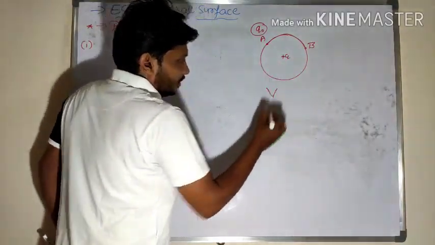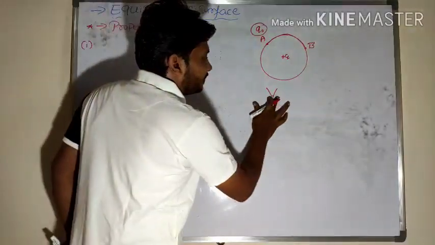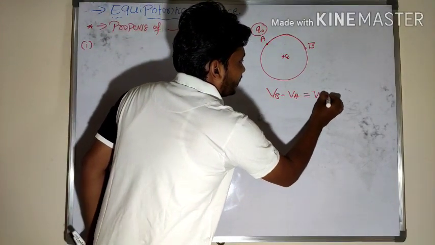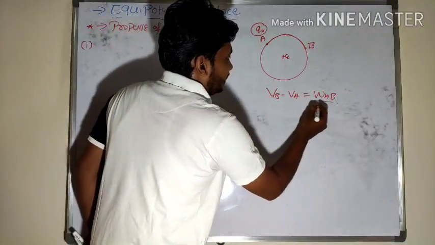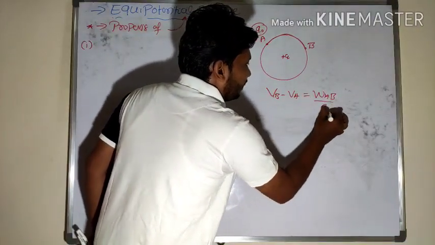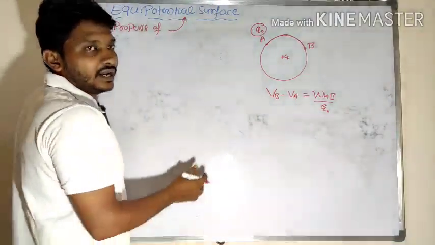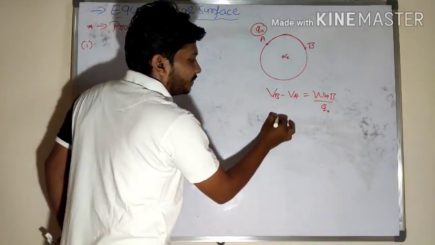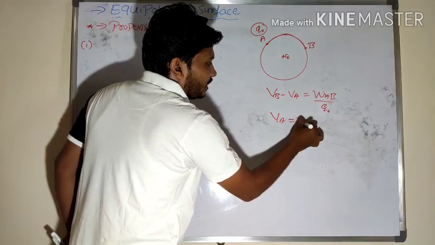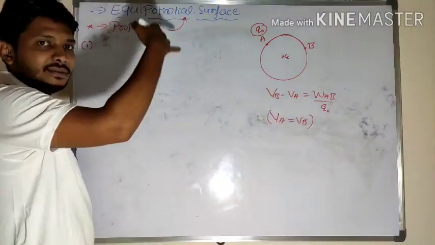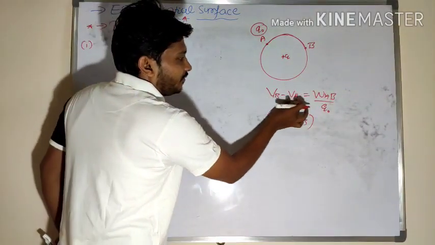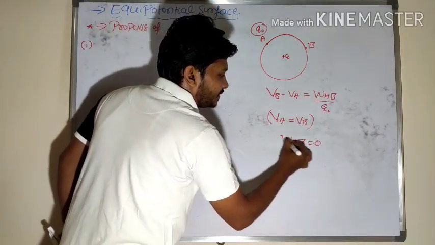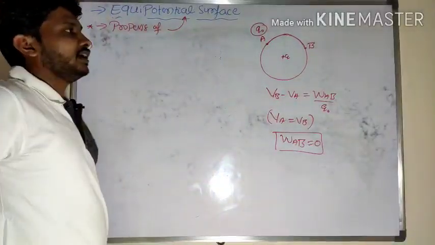So what is the formula for potential difference here? V of B minus V of A is equal to the work done from A to B divided by Q naught. Look here, in the case of an equipotential surface, what is the potential at point A and point B? V of A is equal to V of B. Why? Because the potential remains the same at every point. So if V of A is equal to V of B, what is the work done? Work done is 0.